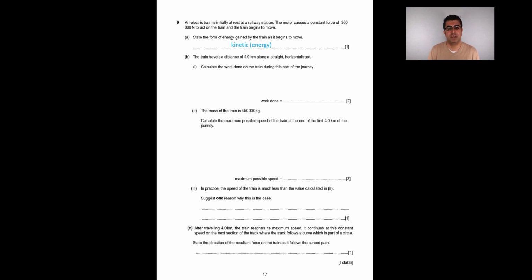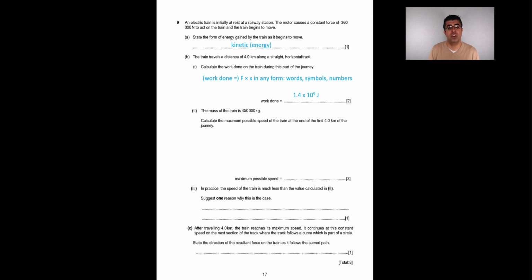The train travels a distance of 4 kilometers along a straight, horizontal track. Calculate the work done on the train during this part of the journey. Here's where mistakes started to be made. Work done equals force times distance in the plane of the force. A lot of you did not change the 4 kilometers into meters.